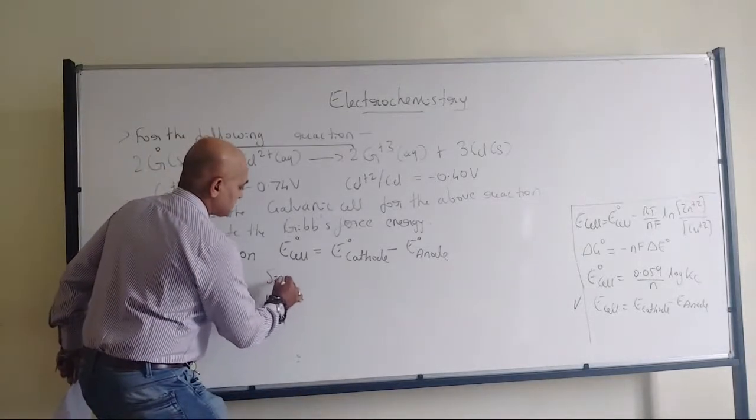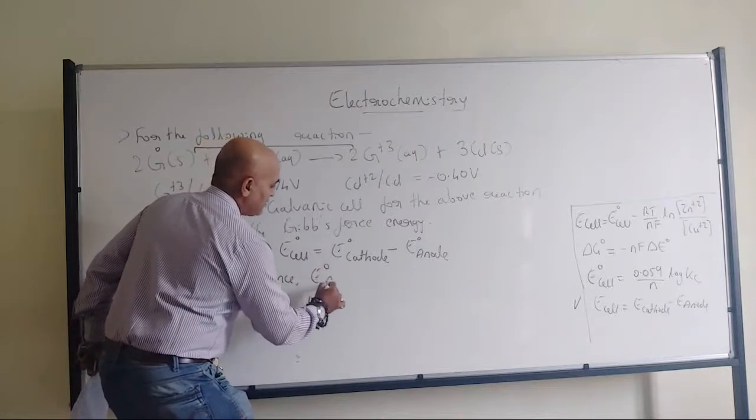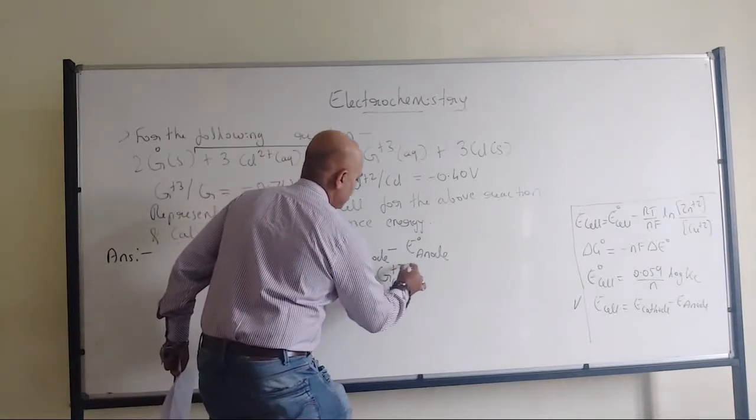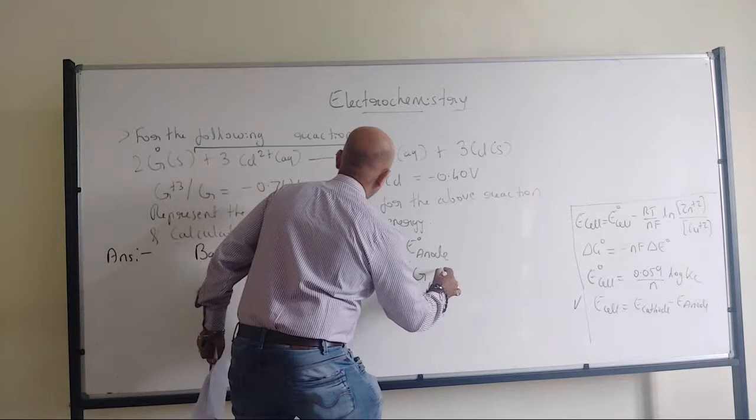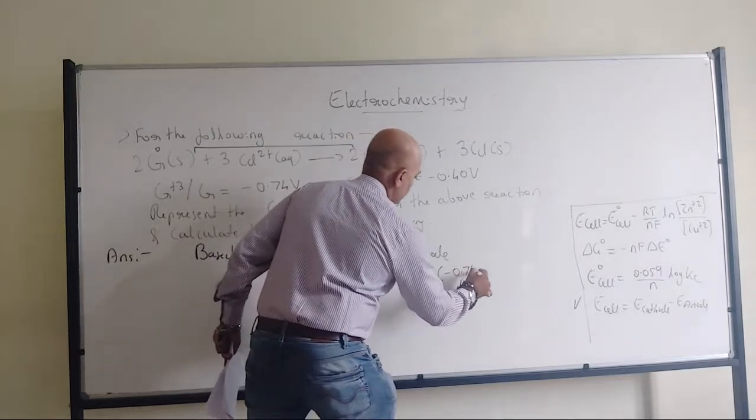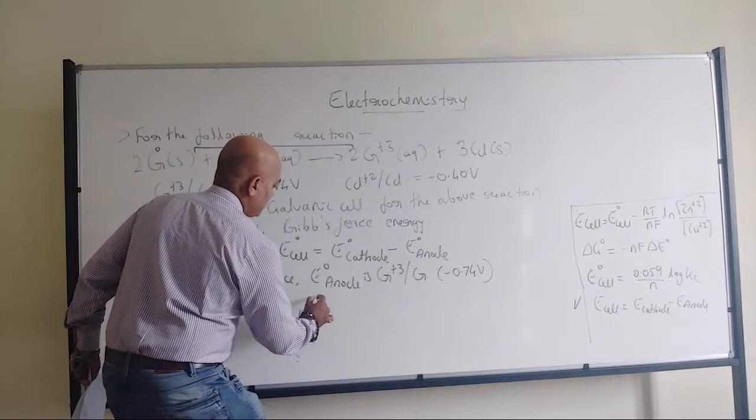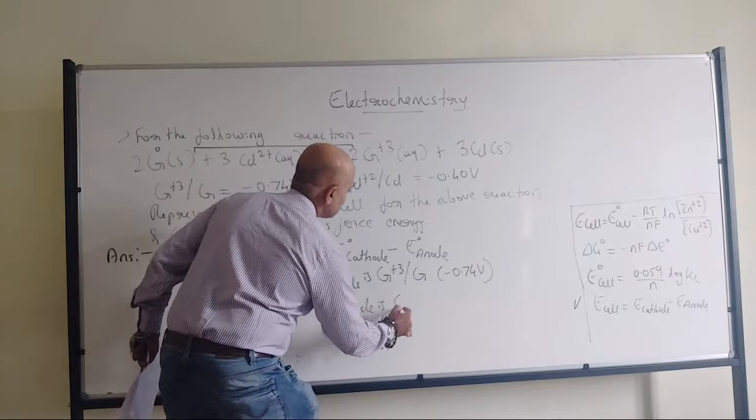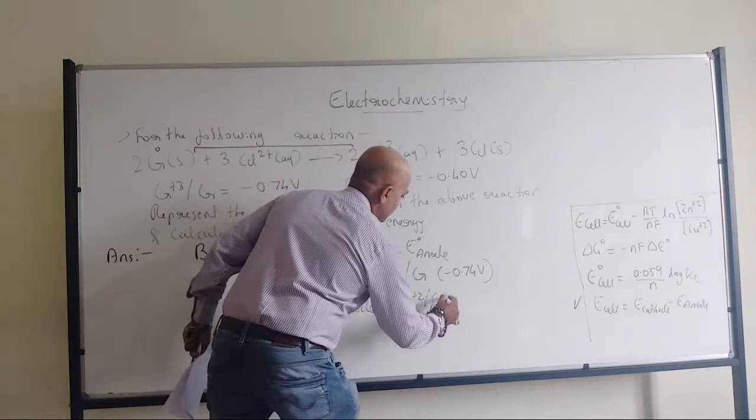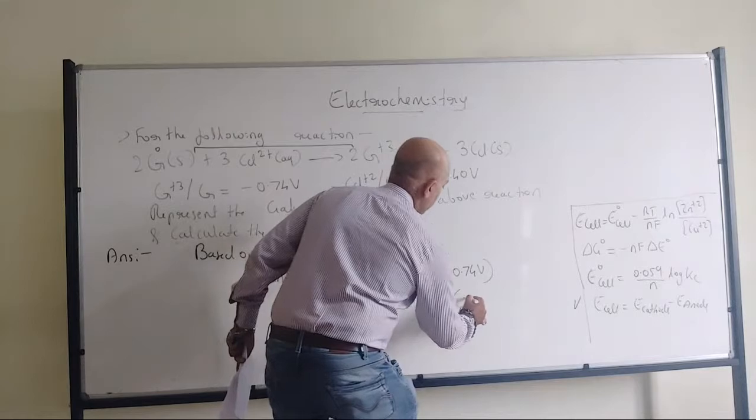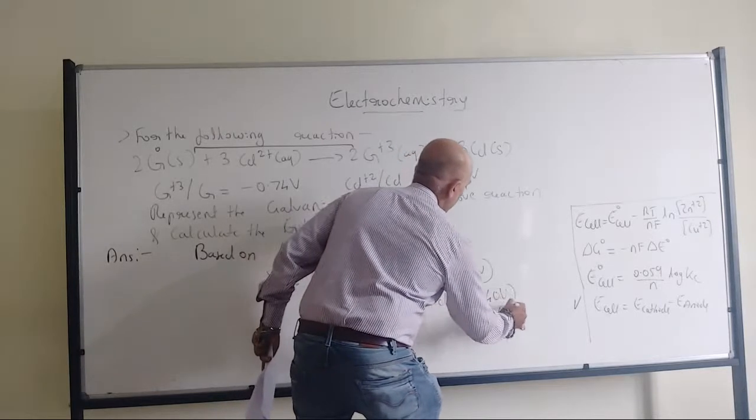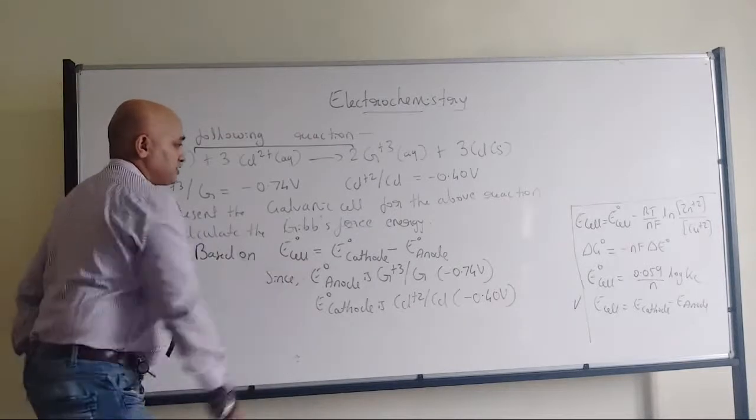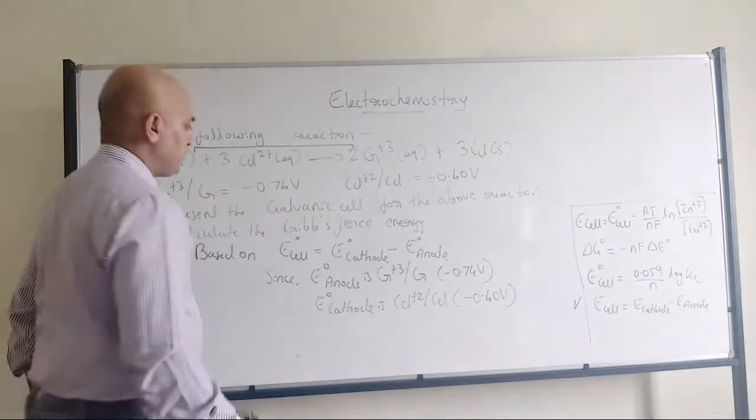So therefore, E anode for chromium plus 3 and chromium is minus 0.74 volt. And with respect to the cathode, cadmium plus 2 and cadmium, the value is minus 0.40 volt. Now just substitute these values. I forgot this equation, so it will be for 4 marks then, not for 3.